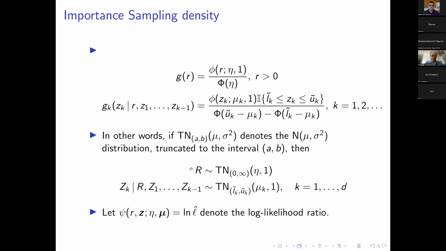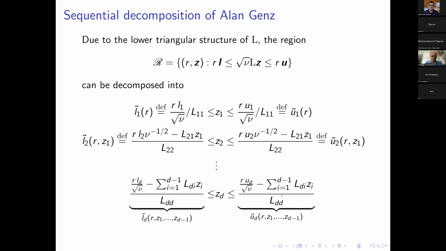So the scaling factor R is simulated from a truncated normal, and everything else is also simulated from a truncated normal, where for each truncated normal we have a different mean. And the simulation is sequential. So ZK is simulated conditional on R, Z1 up to ZK minus 1. And all of this conditioning is based on these intervals that we described here.